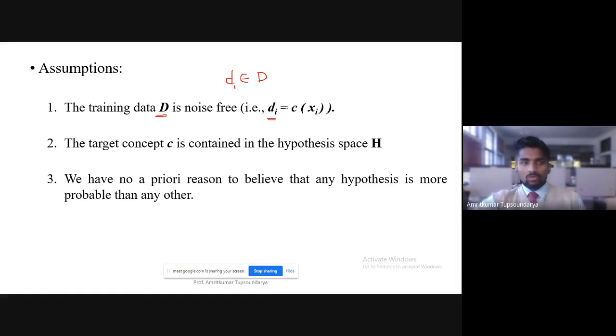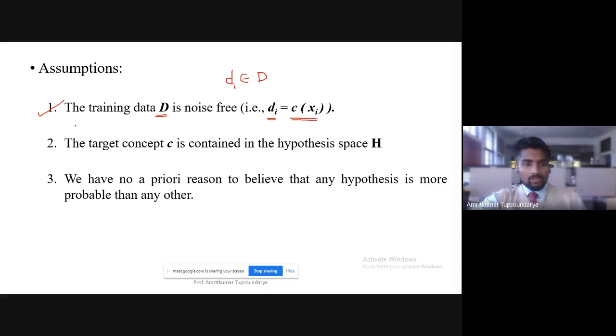So the assumption here is that di is equal to c of xi, where c is the target concept. If I have to put it in simple words, this means that every instance of the training data capital D should be consistent with the target concept c for any instance xi. Then we can say that the data is noise free because it is consistent. It doesn't have any noise or erroneous data. So that is one assumption that we consider for this method.